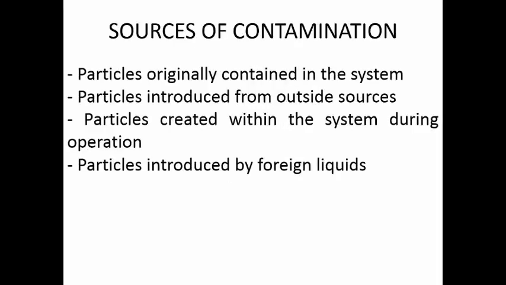Now, what about the sources of contaminants? The filter, we know that we are using it because there is a chance of having some unwanted particles. The question is from where the particles are coming. The first one is particles originally contained in the system. So what are the examples of this?